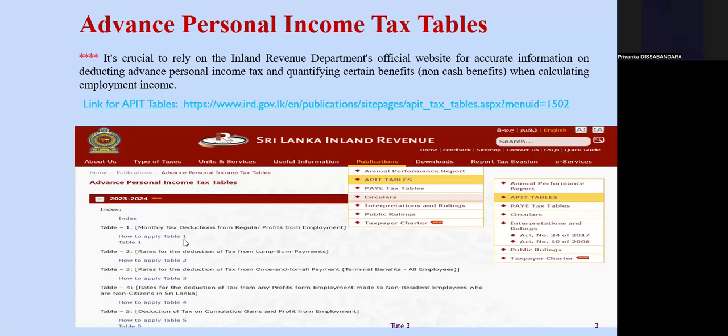How to apply table 1: go to that part and take a printout. But not the table 1 itself. Table 1 is like a logbook.